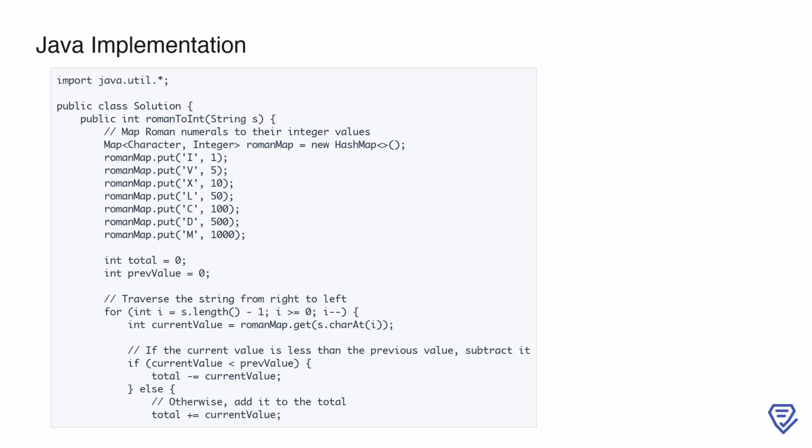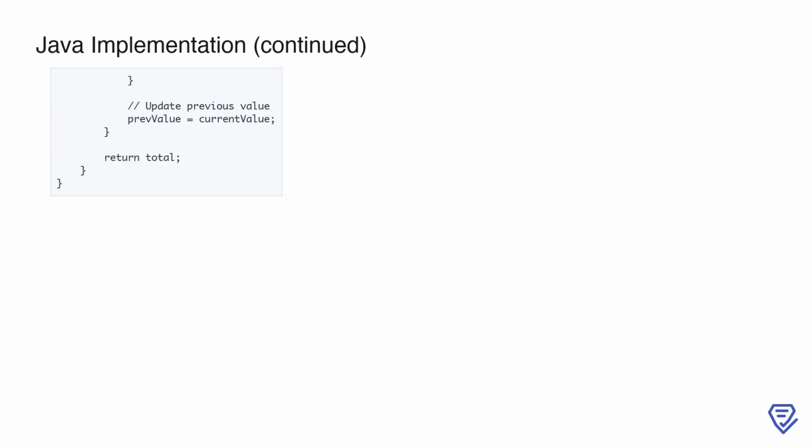Inside the loop, we retrieve the current character's value from the hash map using romanmap.get(s.charAt(i)). At this point, we evaluate whether the current value is smaller than the previous value. If it is, we subtract it from the total, because this indicates a subtraction case in Roman numeral rules. On the other hand, if the current value is greater than or equal to the previous value, we add it to the total, as this represents a standard addition case.